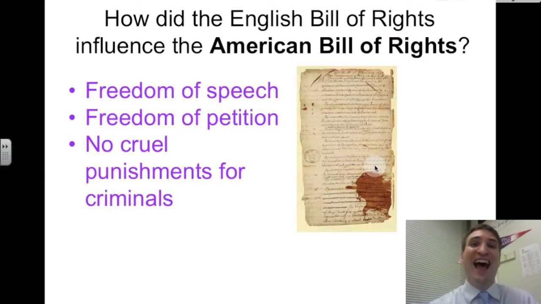The English Bill of Rights had an influence on other countries, including America. So how did the English Bill of Rights influence the American Bill of Rights? Well, the English Bill of Rights listed freedom of speech, just like America's Bill of Rights. It listed freedom of petition, the right to petition your government and complain about the things your government is doing. The English Bill of Rights also had no cruel punishments for criminals, just like the American Bill of Rights. So our founding fathers in the United States borrowed a lot of ideas from England's Bill of Rights.